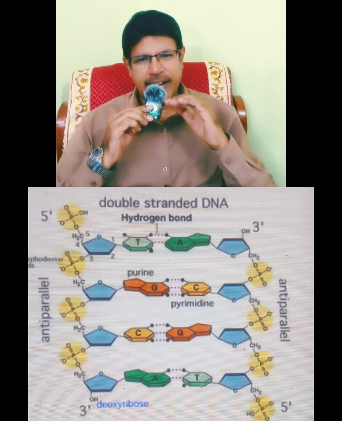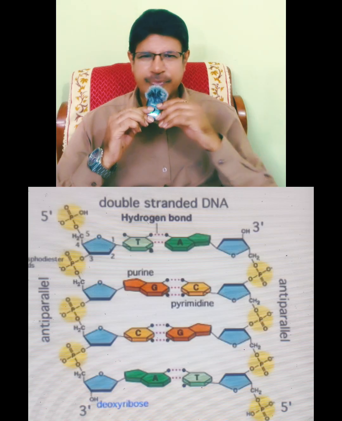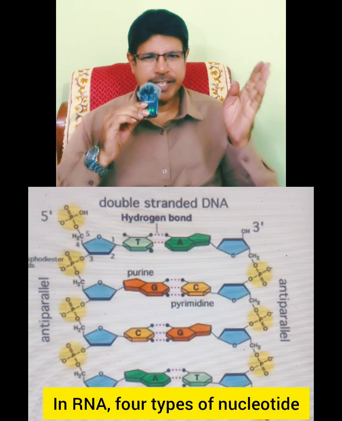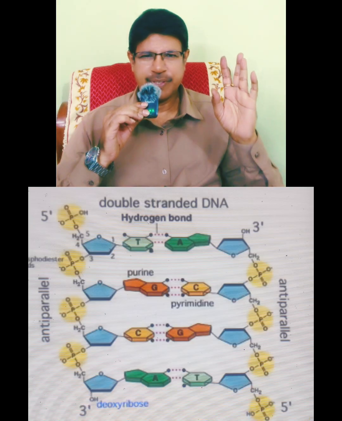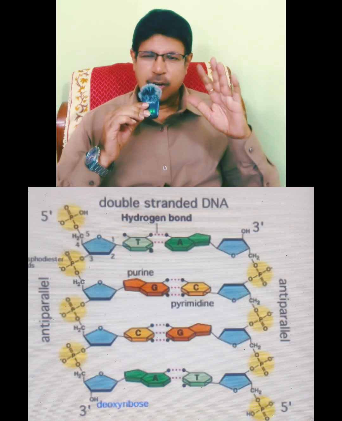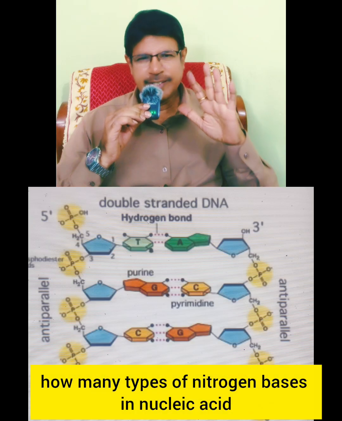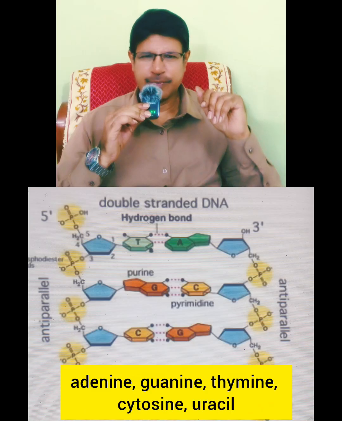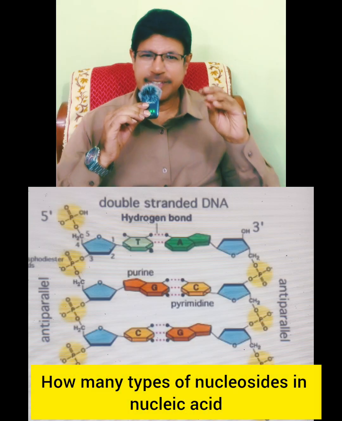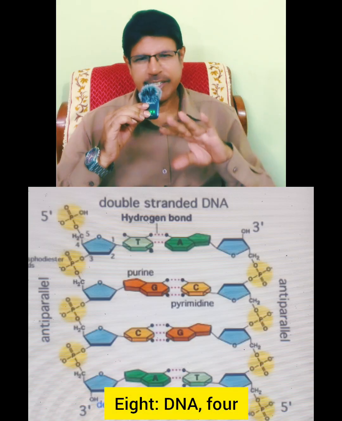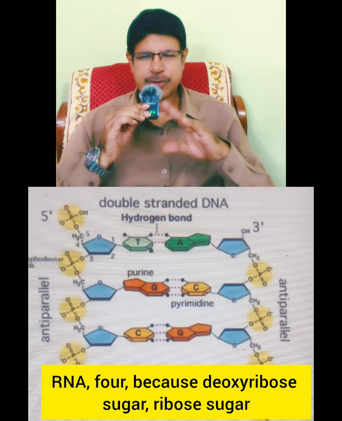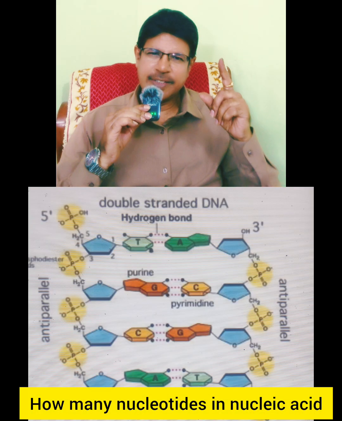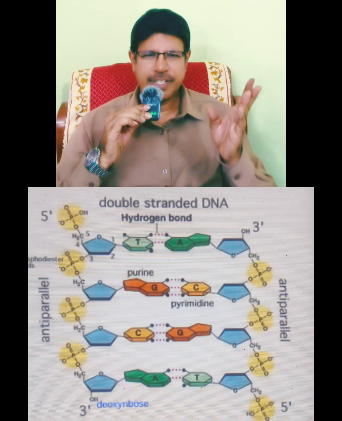Next, in the case of DNA, 4 types of nucleotide. In RNA, 4 types of nucleotide. So how many types of nitrogen bases in nucleic acid? 5: adenine, guanine, thymine, cytosine, uracil. How many types of nucleosides in nucleic acid? 8. DNA 4, RNA 4, because of deoxyribose sugar and ribose sugar. How many nucleotides in nucleic acid? 8. DNA 4, RNA 4.